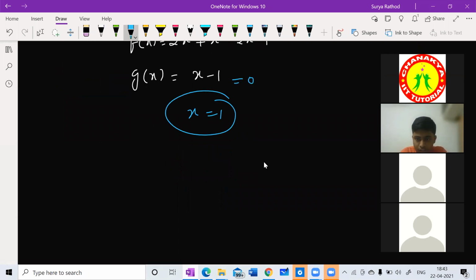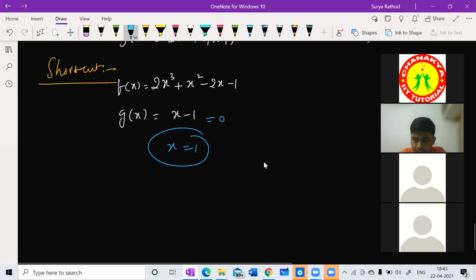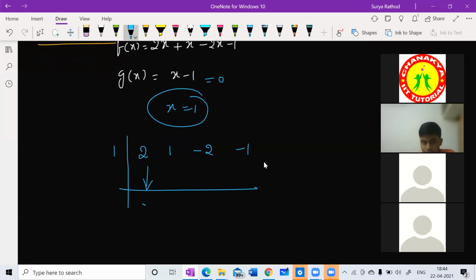First I'll be writing the coefficients. I'll be taking x is equal to 1. The coefficients are 2 and 1, the x coefficient is minus 2 and the constant is minus 1. First I'll be taking this 2 as it is here, and again 1 into 2, I'll be writing 2 here.